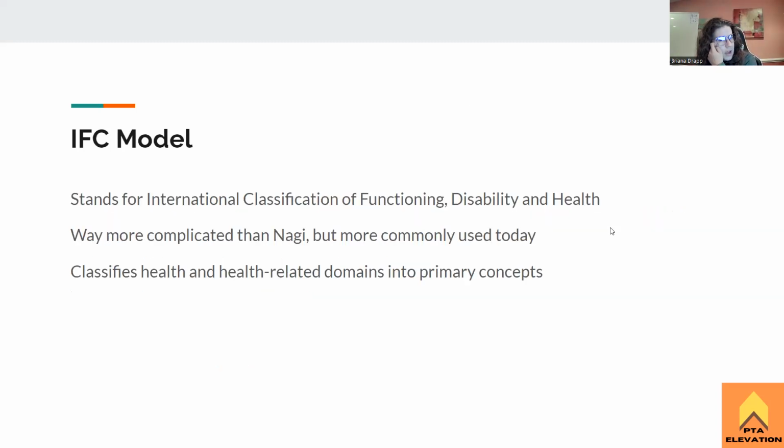I put IFC, but it should say ICF. I realized this afterwards. I think IFC is something else. Oh no, it's interferential current.